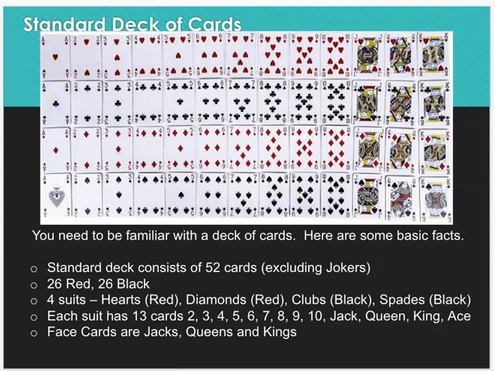You can see that. Sometimes it's considered a low card in some games, and sometimes it's considered a high card, higher than a king in some games. Face cards are jacks, queens, and kings. So notice there's a jack, queen, and king in each suit. Face cards are the ones that actually have faces on them. So aces are not considered face cards.